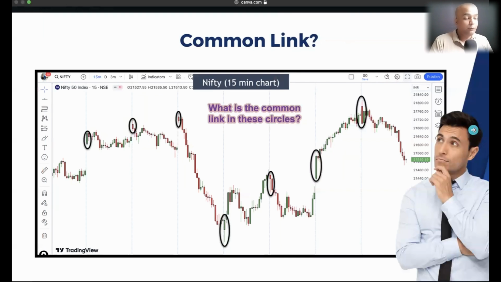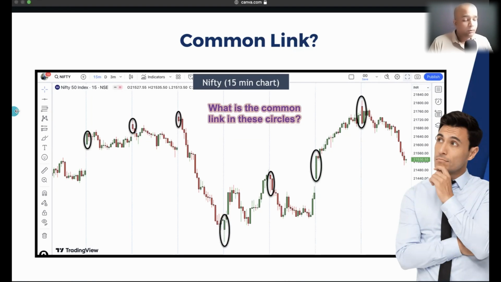So this is the Nifty 50-minute chart. It is last week's chart, because I prepared this PPT for last week's webinar, but I'm giving it after 1 week. So can you tell me what is the common link in these circles? Okay, so I have circled the first candle. This is the first candle of this particular day. This is the first candle of this particular day. This is the first candle.